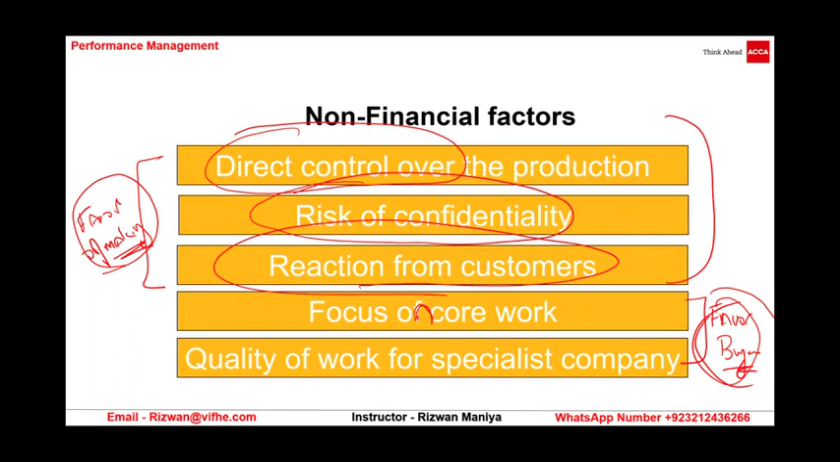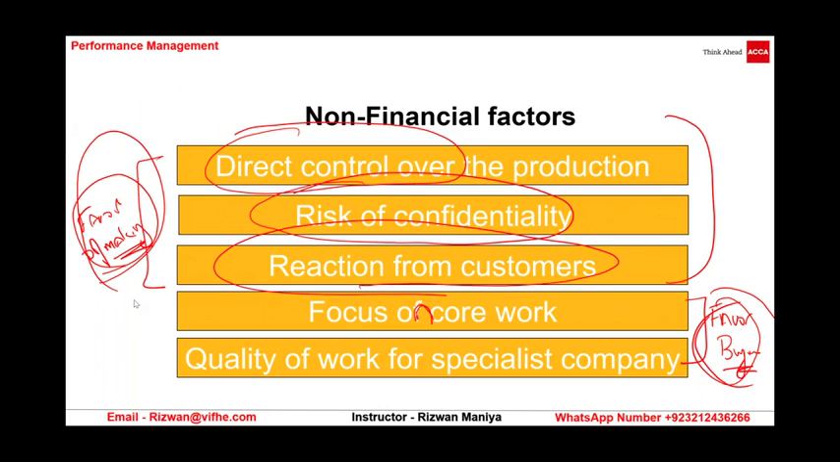You should go for outsourcing, and these first three are in favor of making. So when you are required to discuss non-financial factors, you consider both the positives and the negatives in front of you. The first 3 points are positive for making, negative for buying. The last 2 points are positive for buying and negative for making. Okay.